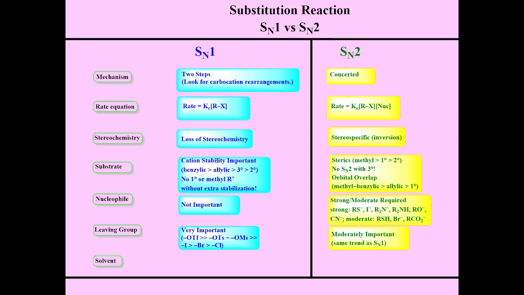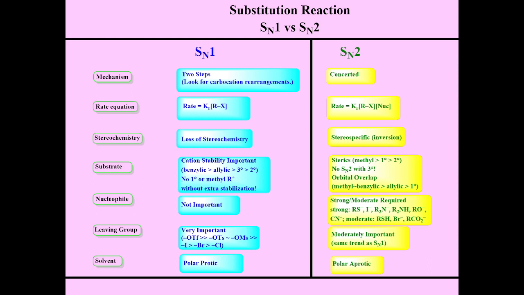So the leaving group is very important in SN1, and for SN2 this is also very important, the character of the leaving group, because the nucleophile will attack from the backside and the C-leaving group bond has to break simultaneously. So the better the leaving group, the better, irrespective of SN1 and SN2, for any substitution reaction. The leaving group role is very important, and it has to be a strong leaving group.